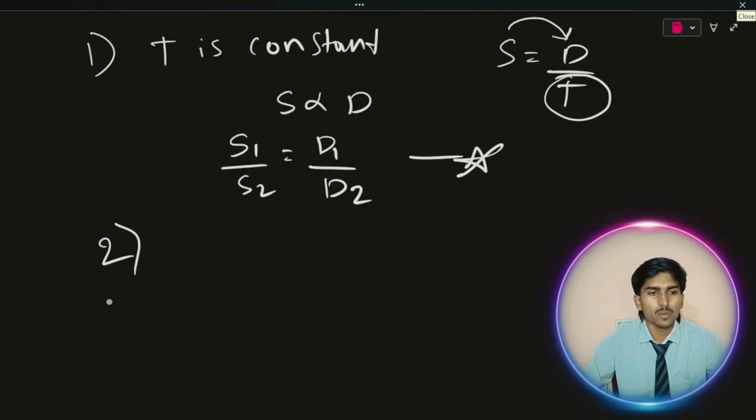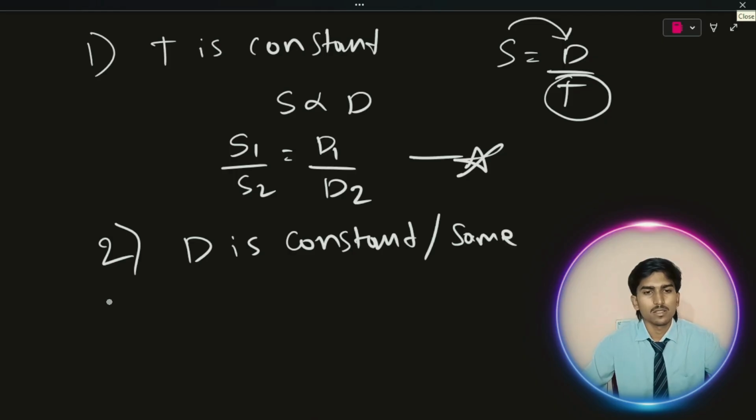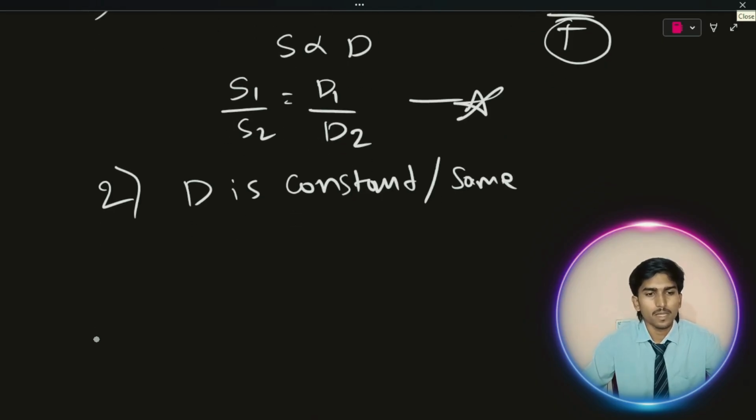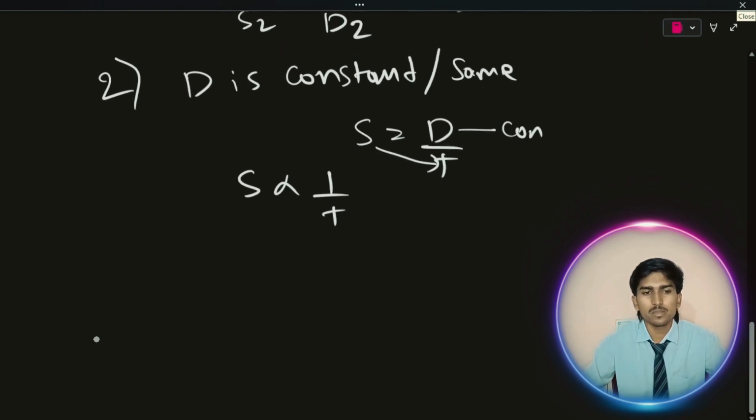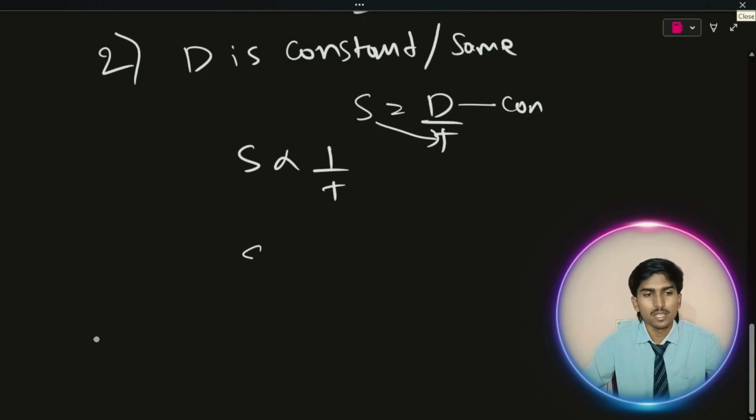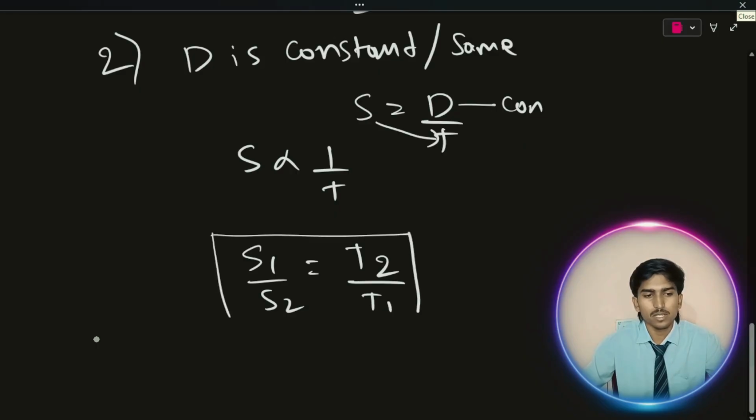Second condition is when distance is constant. That means same. For example, speed is equal to distance by time. When distance is constant, you can see here speed is inversely proportional to the time. What is the relationship, the ratio of speed? Speed 1 by speed 2 is equal to time 2 by time 1. This is the second most important condition. Just remember this, important.